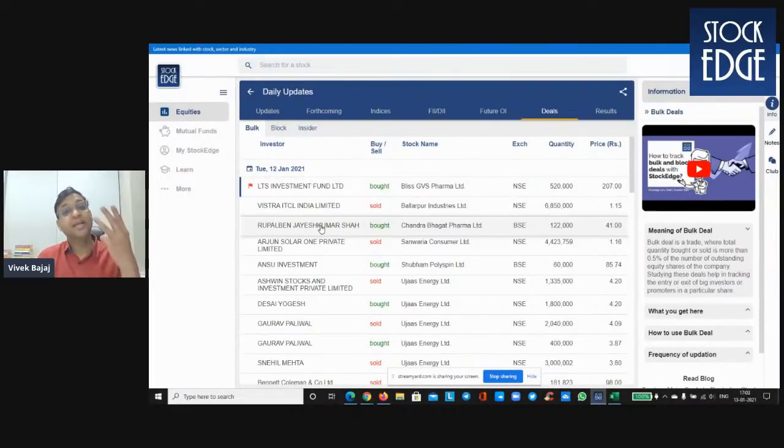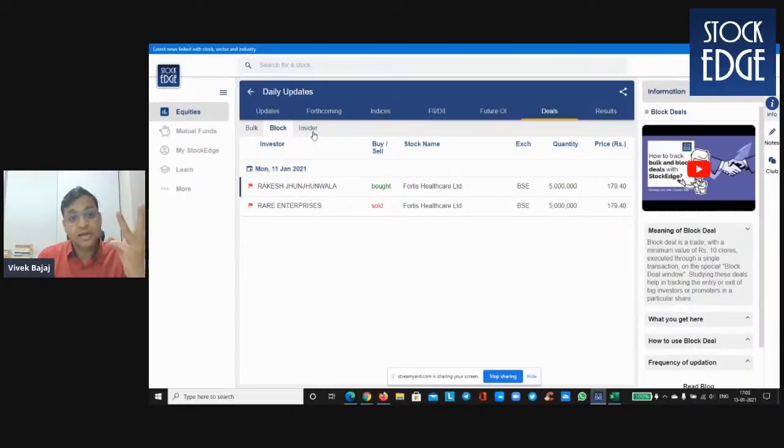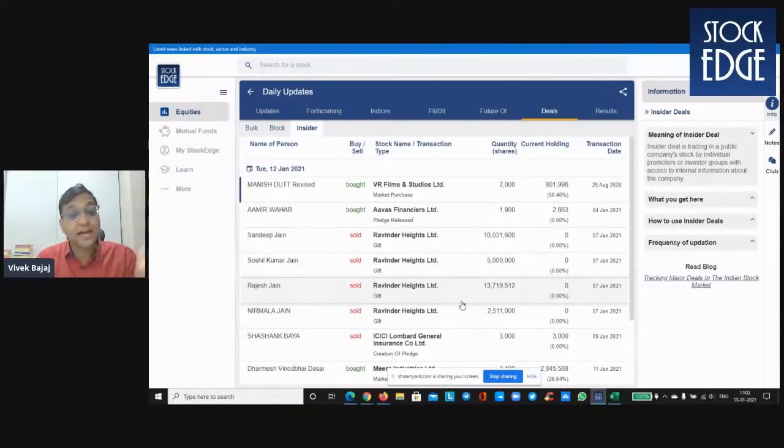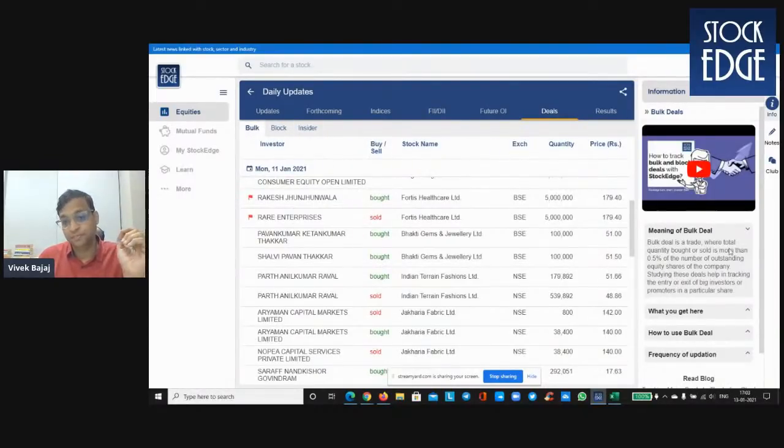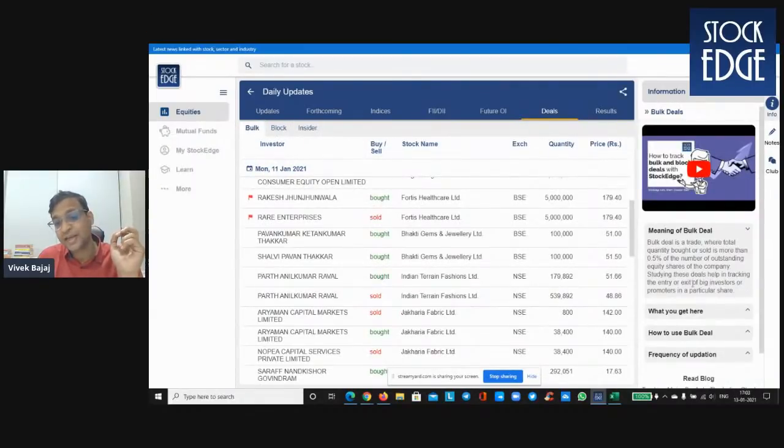There are three kinds of deals available in stockage. One is the bulk deal, other is the block deal, and the other one is the insider deal. Now, what is bulk deal? You see, as I'm navigating from one menu to the other, the right hand side gives us the definition of that menu and how to use it.